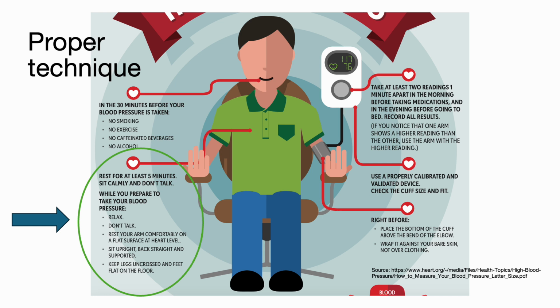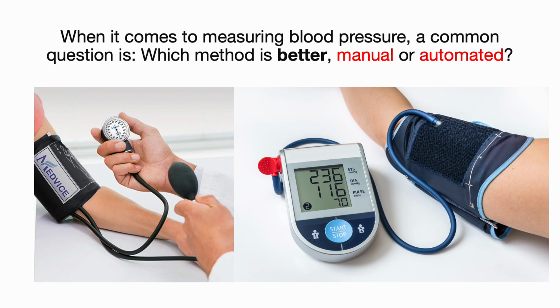At least two measurements should be taken and averaged, with approximately 2 minutes between each. If the initial measurements differ by more than 5, the process should be repeated. Question: when it comes to measuring blood pressure, which method is better, manual or automated?